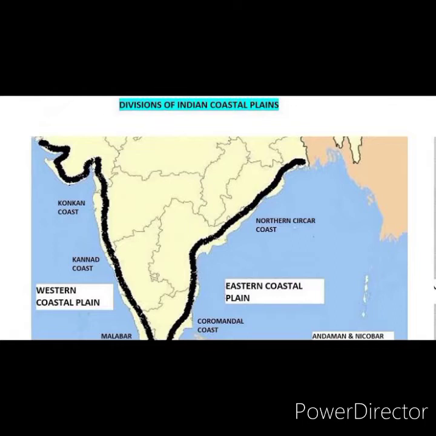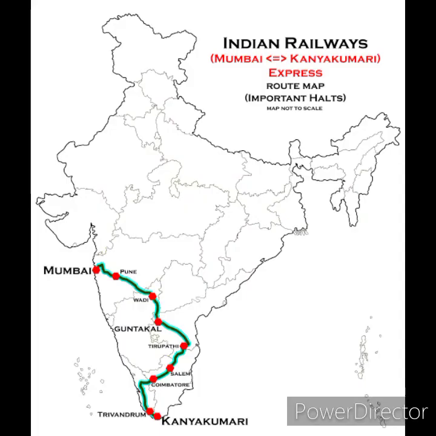The plain along the eastern coast is known as the eastern coastal plains. Now children, the coastal plains are divided into two parts, western coastal and eastern coastal plains. Both plains meet at a point which is the southernmost tip of the Indian mainland. You can see in the picture, that meeting area is known as Kanyakumari.